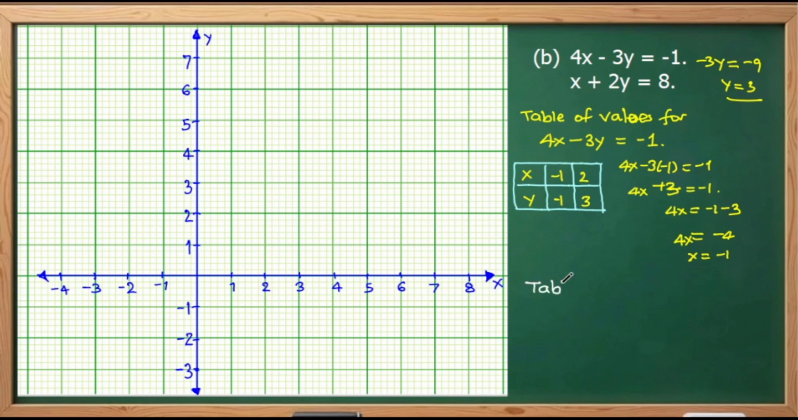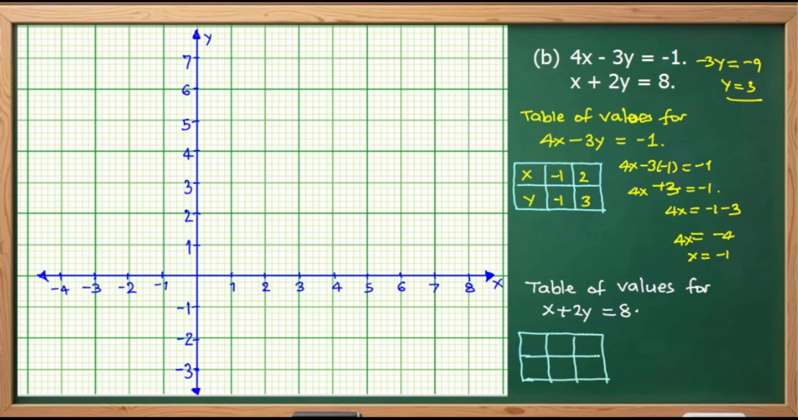So table of values for the equation x plus 2y equals 8. Now we can also draw our table of values here to contain at least a minimum of 2 points to be plotted. Yeah, I think that is good enough.